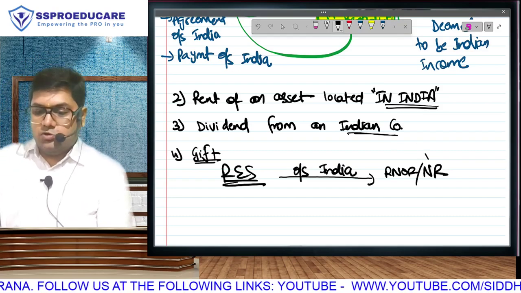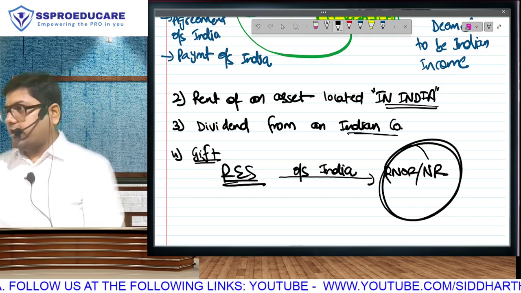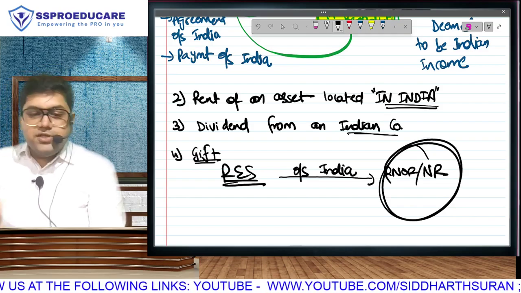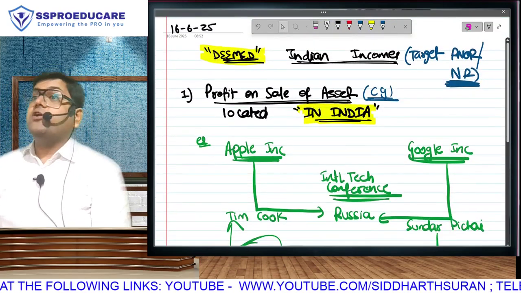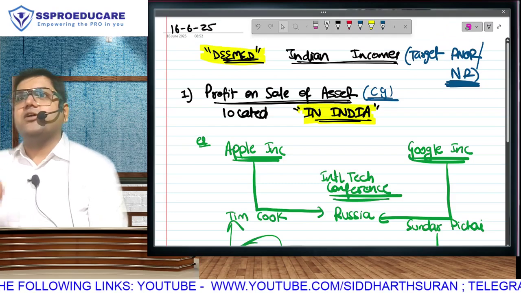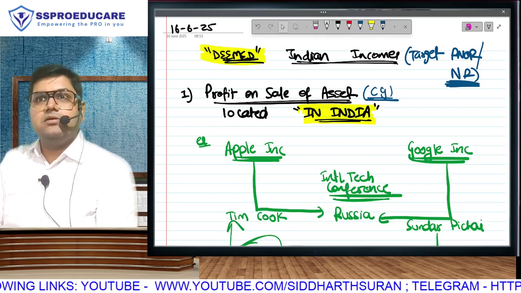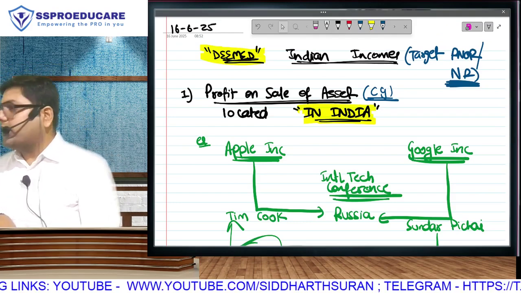Sir, resident, so you're saying only taxable for RNOR or NR. So for resident and ordinarily resident, it will be exempt, sir. No, bro. This is wishful thinking. We don't have to deem those incomes as Indian income because they are taxable even without deeming. ROR is receiving, without deeming it is taxable. Transaction is in India, without deeming it is taxable.